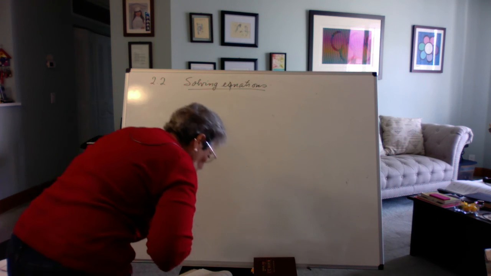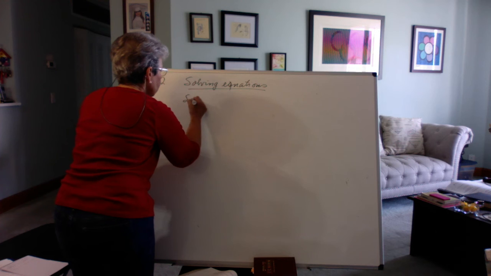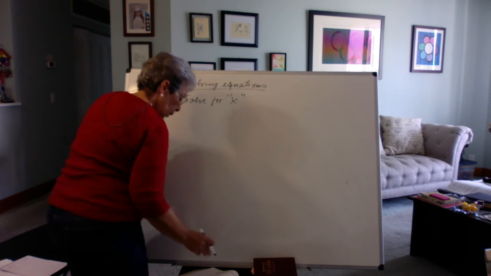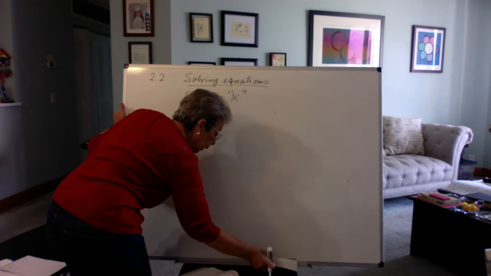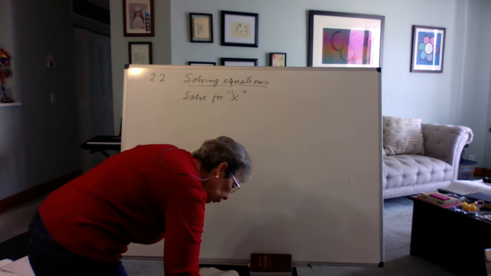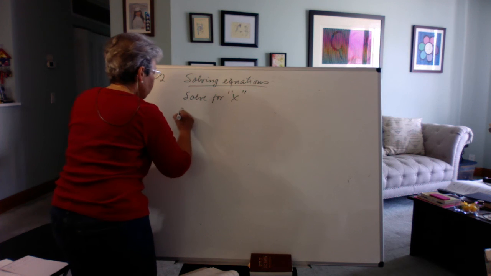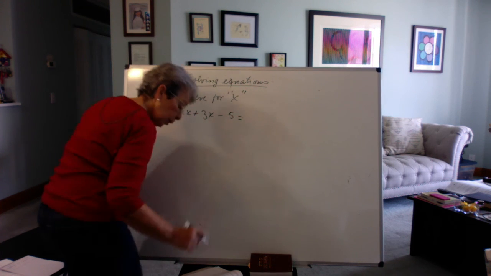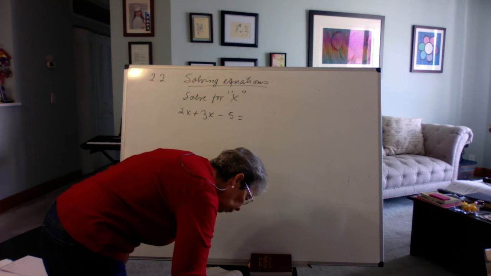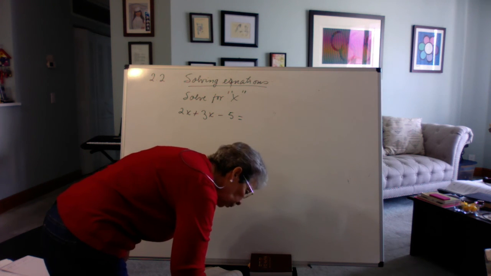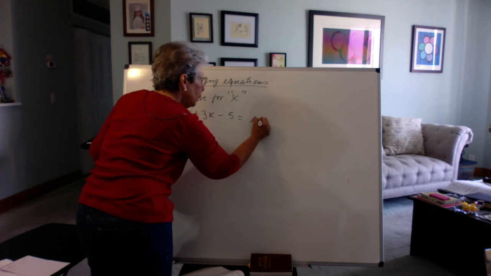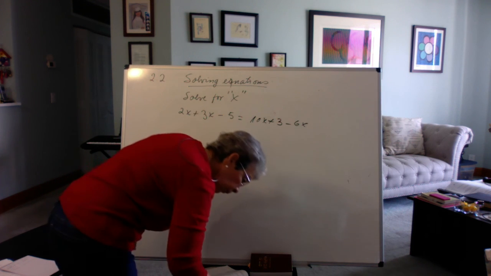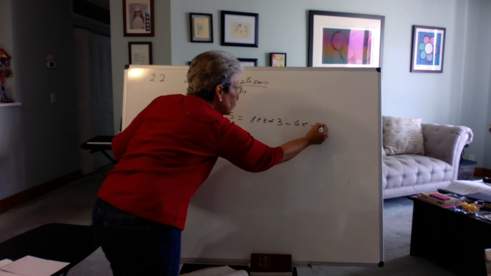For example, solve for x. What is the equation? You have 2x plus 3x minus 5 equal 10x plus 3 minus 6x minus 4.